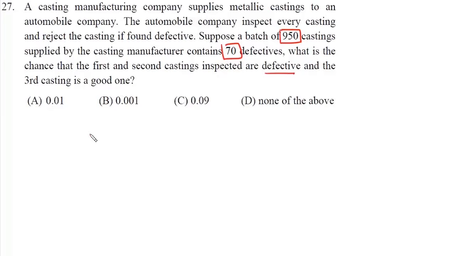Now if first is defective, then its probability will be 70 divided by 950. Now for second to be defective, we'll have 69 by 949. And if third is good, we'll have 950 minus 70 and there'll be 880 by 948. And this value is 0.000497 and which is none of the above. And that's your option D.